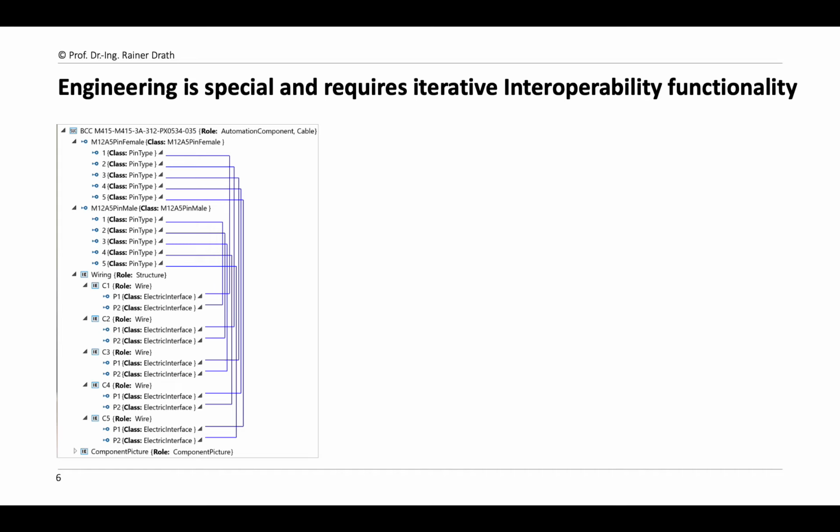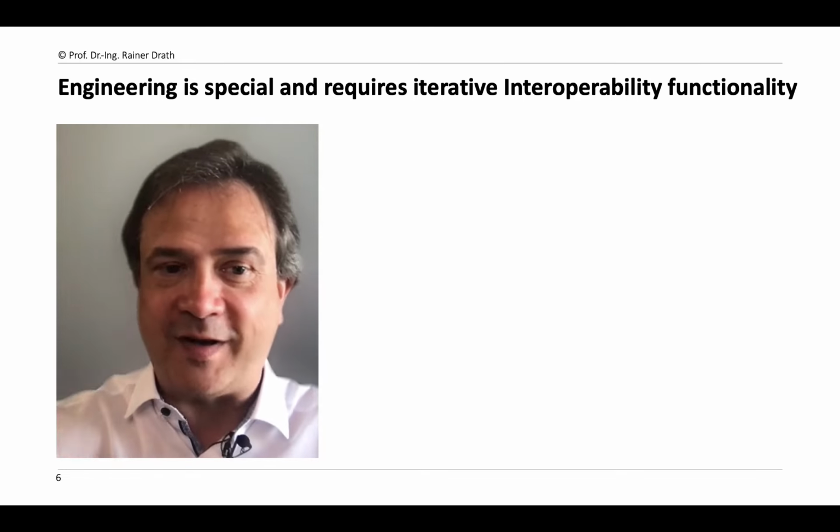To make this vision come true, we need to be able to model complex object models. And on the left-hand side, you see an Automation ML model, just of one cable. The cable comprises a plug and a socket and a wiring, and all the interconnections between the pins and the wires are present. You see just one cable is quite complex already.